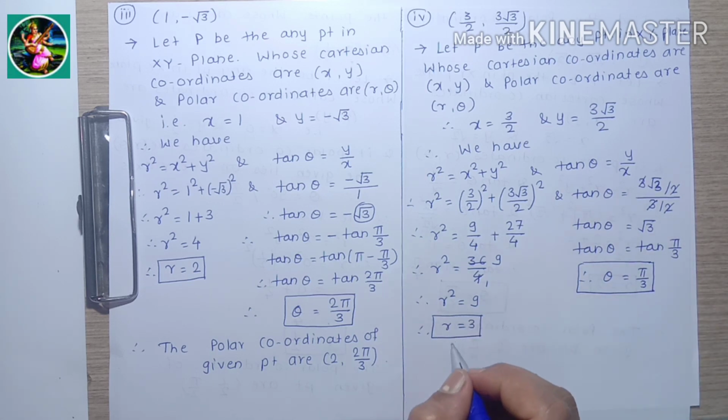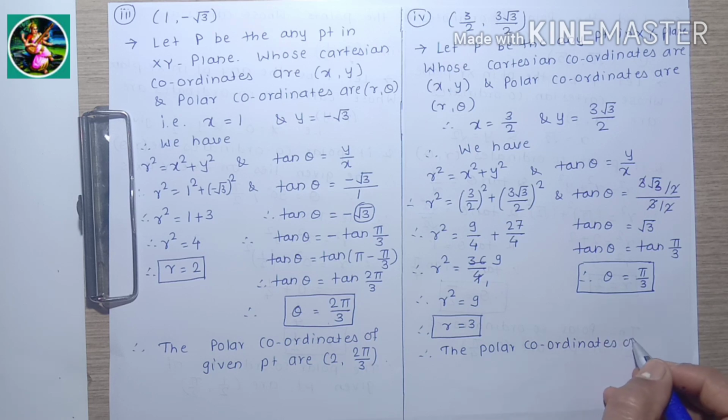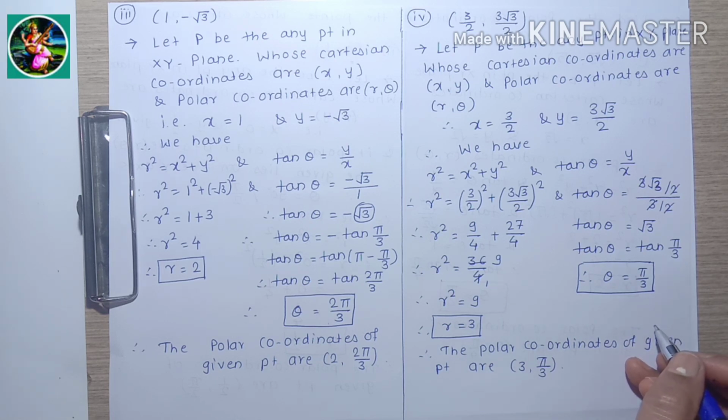Therefore, the polar coordinates of the given point are 3, pi by 3. In this session we have solved these examples on polar coordinates and Cartesian coordinates.